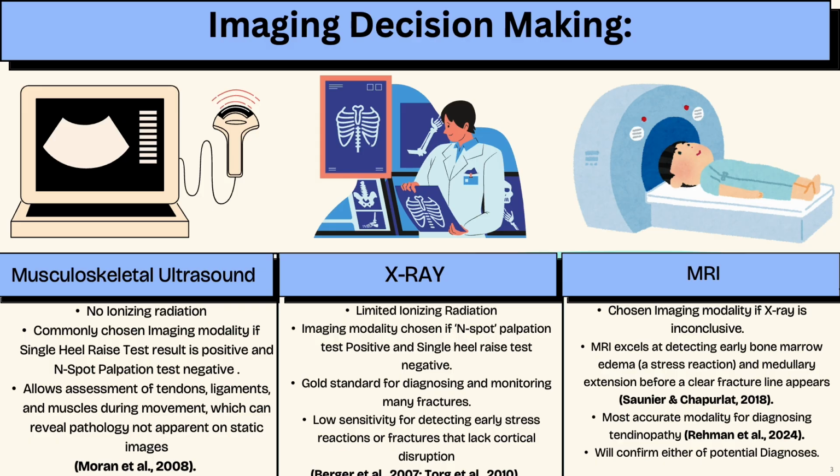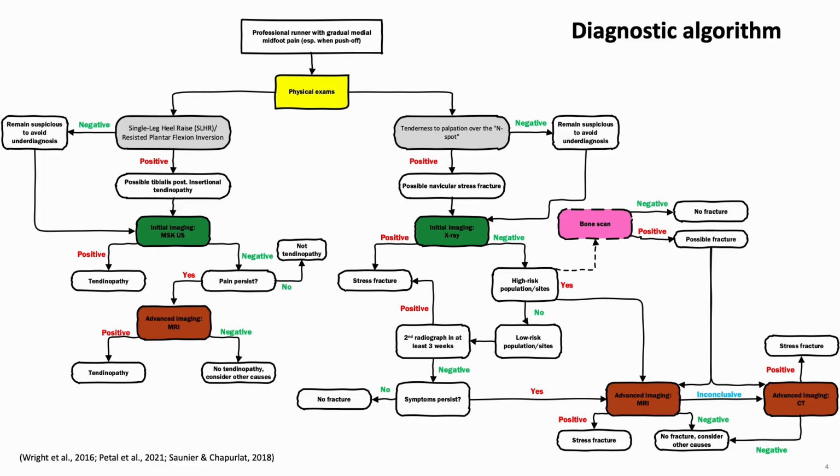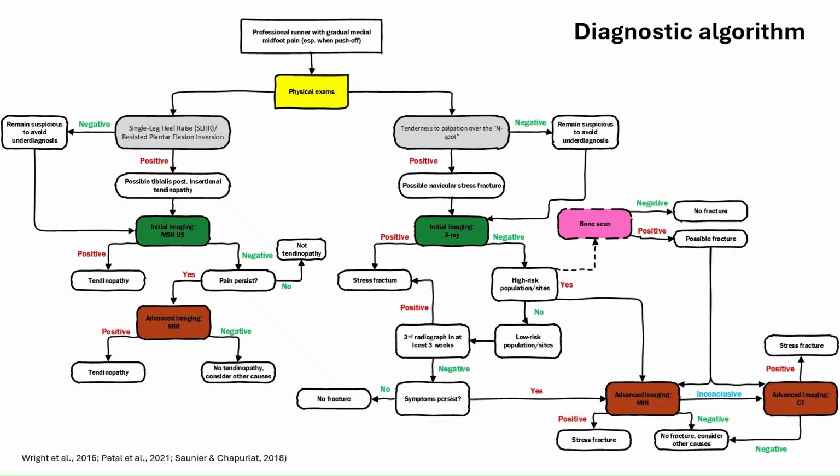Therefore, MRI provides the most comprehensive and definitive diagnostic assessment in this case, as it allows clinicians to confirm or rule out both diagnoses of a navicular stress fracture and tibialis posterior tendinopathy. Here is the decision-making tree we would like to use for diagnosis.